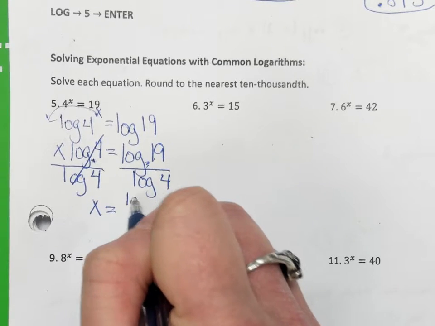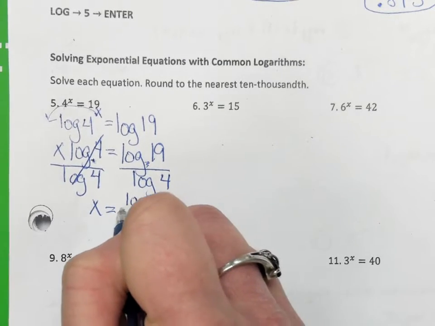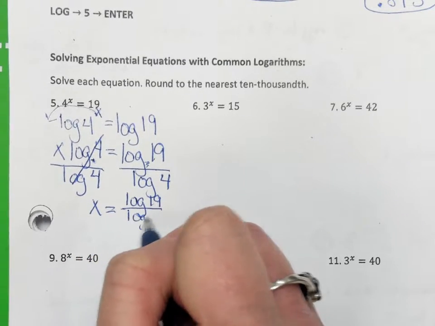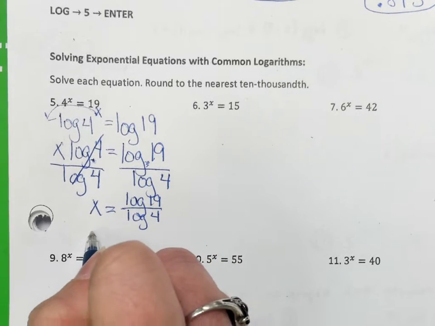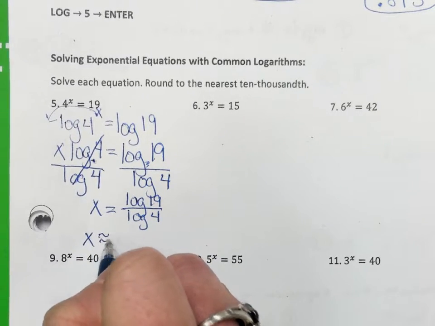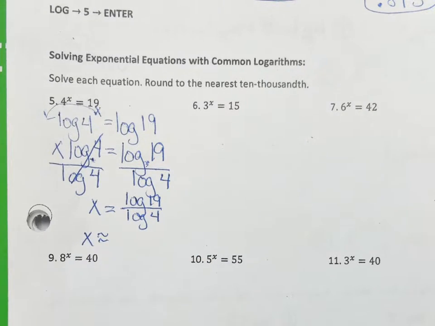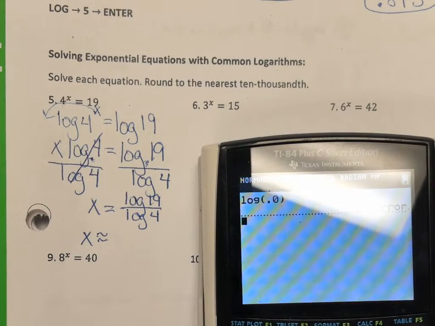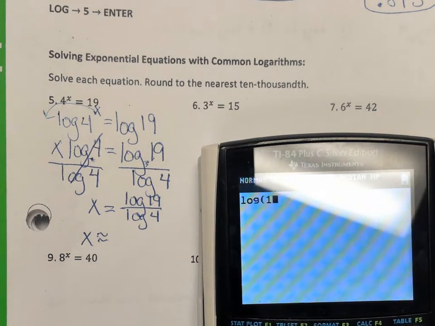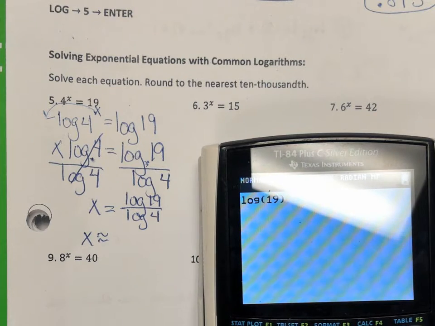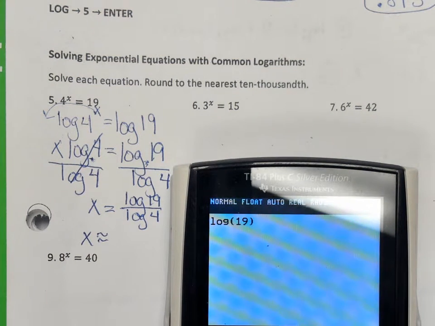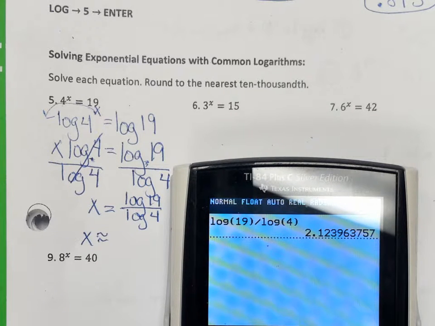It's the same thing we've been doing since forever. It's just got a log in there. No. Well, that isn't an exact answer, but I need an approximate answer. So, we would do log of 19 and close your parentheses. You have to close the parentheses, okay? Then we would divide by log of 4, and we're going to get a decimal. What decimal did you get?